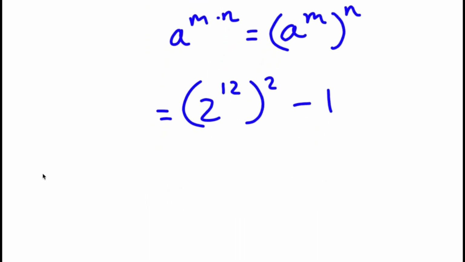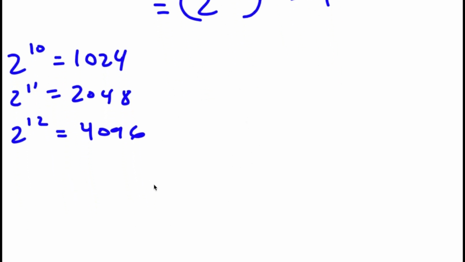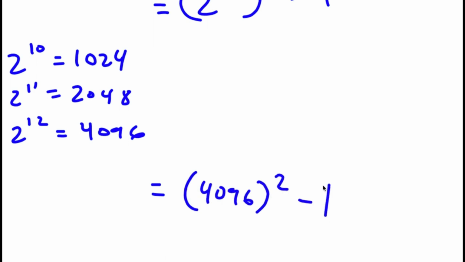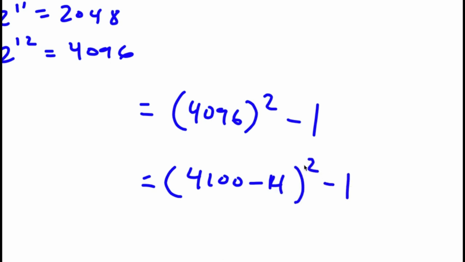Now, we know that 2 to the power of 10 is equal to 1024. So 2 to the 11, this is equal to double of 1024, which is 2048. And finally, 2 to the power of 12, this is going to equal double of 2048, which is 4096. So now I have 4096 squared minus 1. Now, 4096, this is the same thing as 4100 minus 4. So I have this squared minus 1.